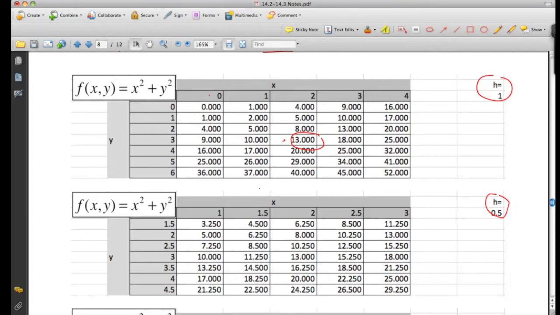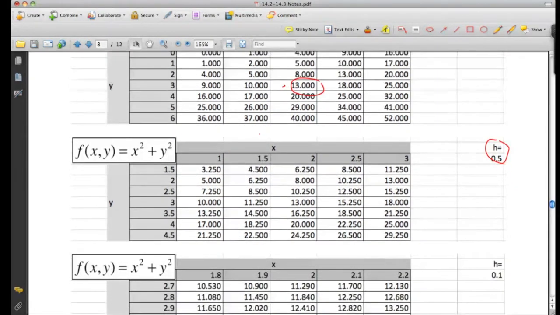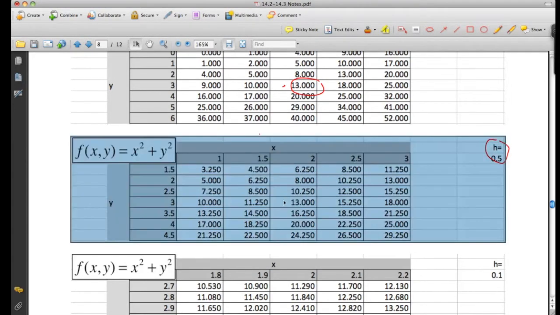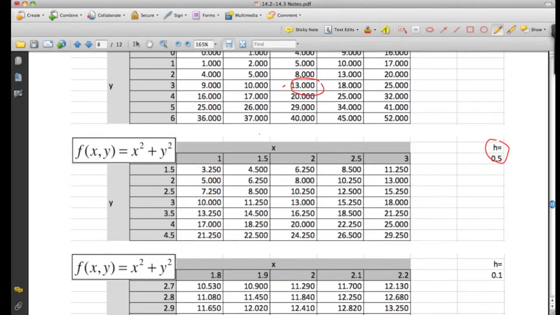But what happens is, if we shrink these increments, we're going to start out at this point again, at this 13, and now we're going to increment by smaller amounts. So now we're going up by 0.5. And you can see here that we go from 13 to 15.25 to 18. That's still not linear. This is still not linear either. It's not going up by the same amount each time.